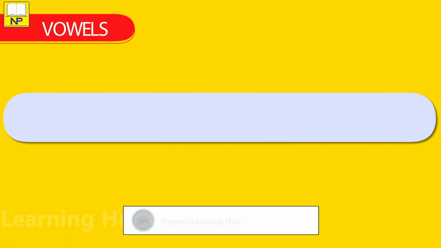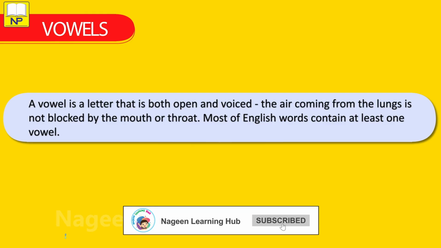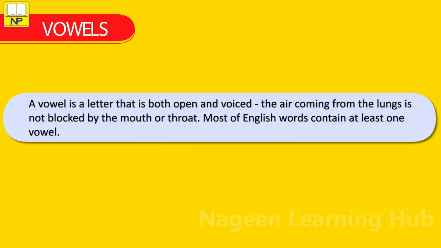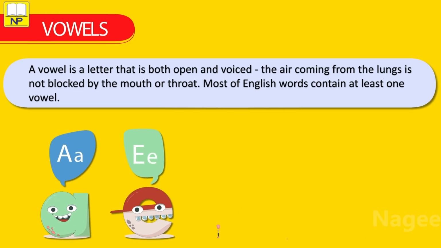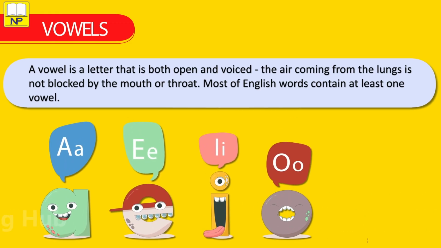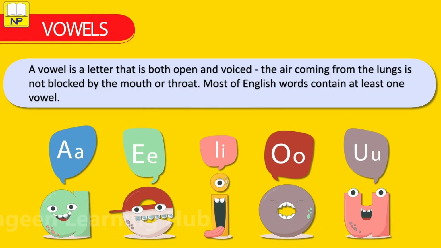Vowels. A vowel is a letter that is both open and voiced. The air coming from the lungs is not blocked by the mouth or throat. Most English words contain at least one vowel. A, E, I, O, U.